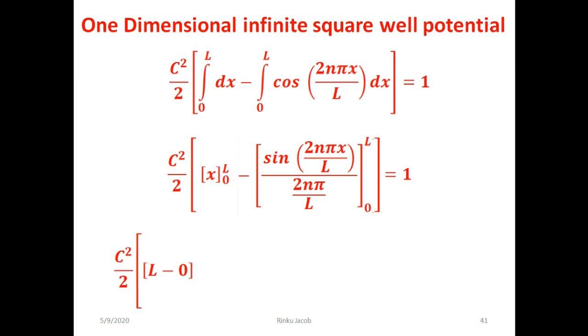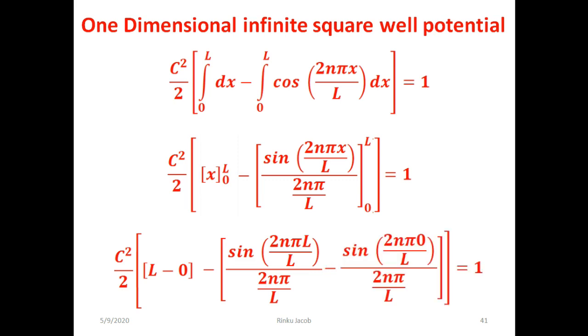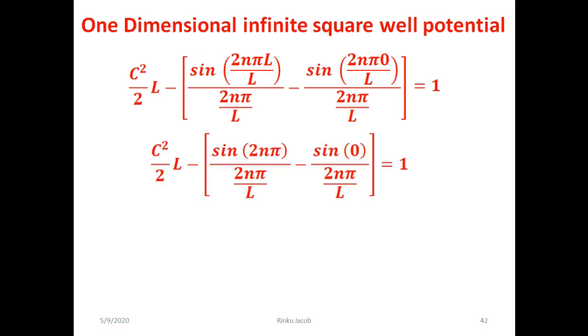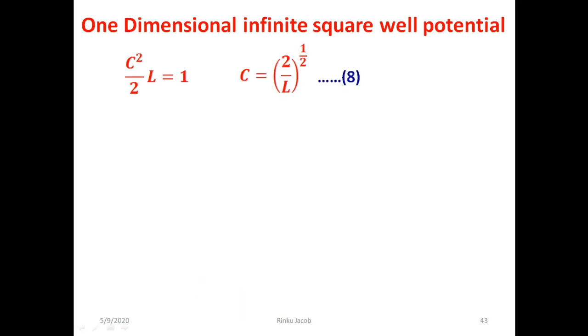Now applying upper limit minus lower limit to the second term, that is sin 2n pi L by L divided by 2n pi by L minus sin 2n pi into 0 by L all divided by 2n pi by L equal to 1. Now the first term in the bracket becomes sin 2n pi divided by 2n pi by L, and the second term becomes sin 0 divided by 2n pi by L. Now sin 2n pi is 0 as we put n equal to 1, 2, 3, etc. So the first term and second term inside the bracket become 0. So we get c square by 2 into L equal to 1. So c is equal to square root of 2 by L, which is equation 8.